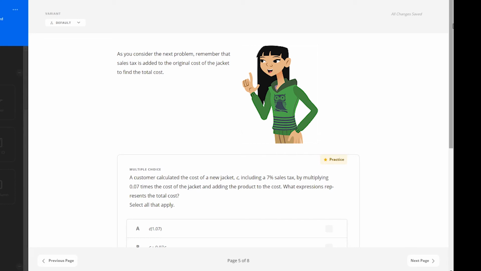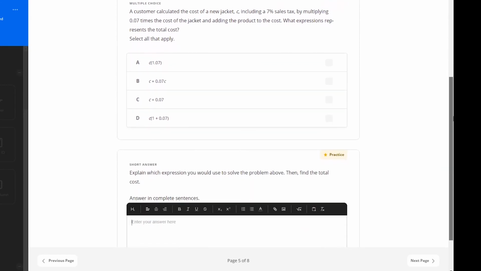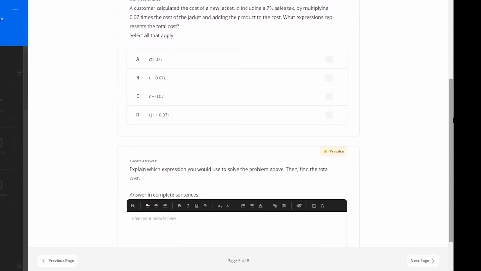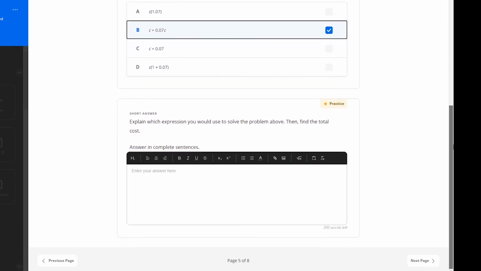As learners consider the next problem, they are reminded that sales tax is added to the original cost of the jacket to find this total cost. Learners are to complete this multiple choice practice question and then follow up with a short answer to explain which expression they used to solve the problem and find the total cost. Responses can be typed directly in the lesson, which will be available for their teacher to review.